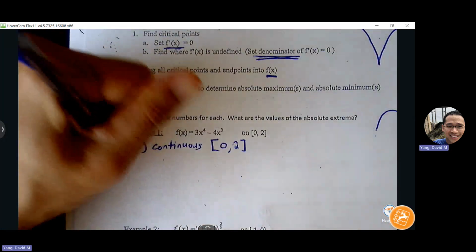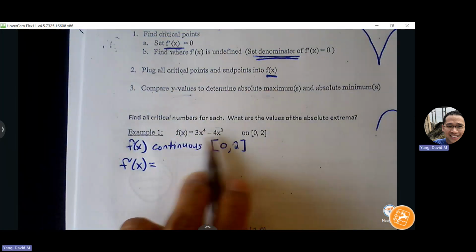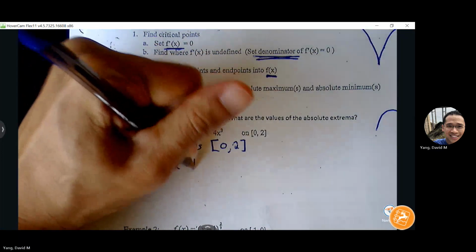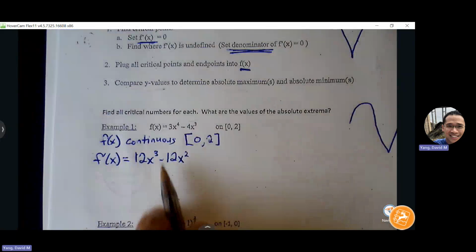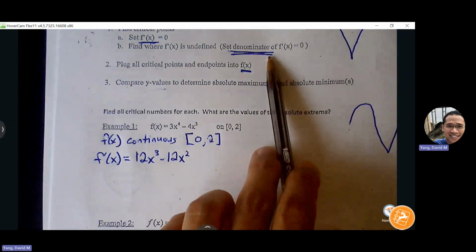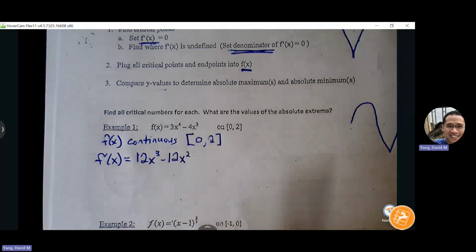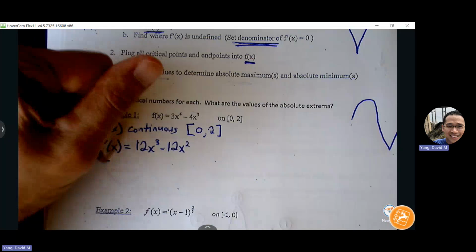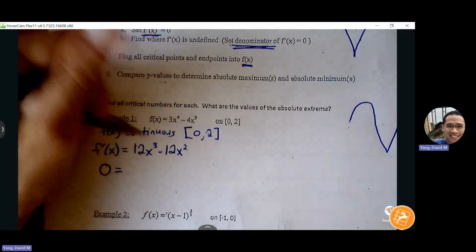Okay, so f prime. What's the derivative here? Power rule. 12. Okay, there's no denominator, so we don't have to worry about the denominator equal to 0, but we're going to set the numerator equal to 0. And this will help us find locations where the slope is 0. Okay, so we set f prime equal to 0. We're going to look for our critical points. I can factor a GCF out.